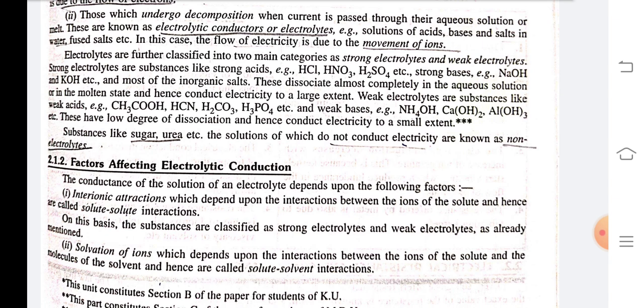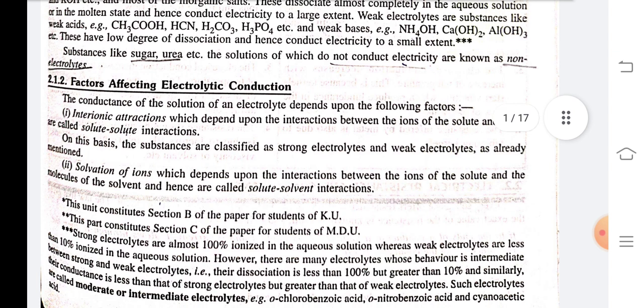Factors affecting electrolytic conduction. The conductance of the solution of an electrolyte depends upon the following factors. Number 1, interionic attractions, which depend upon the interactions between the ions of the solute and hence are called solute-solute interactions. On this basis, the substances are classified as strong electrolytes and weak electrolytes as already mentioned. Number 2, solvation of ions, which depends upon the interaction between the ions of the solute and the molecules of the solvent and hence are called solute-solvent interactions.